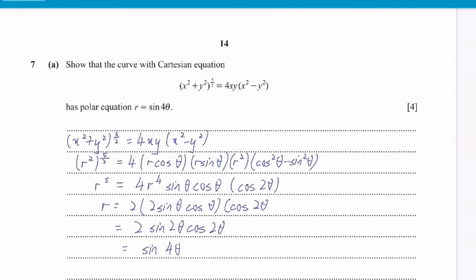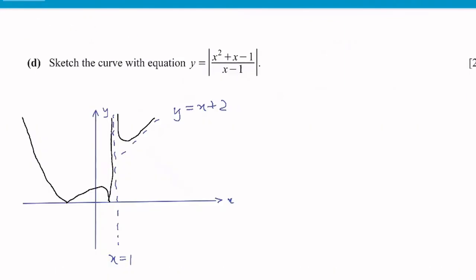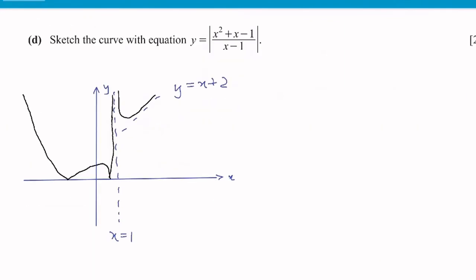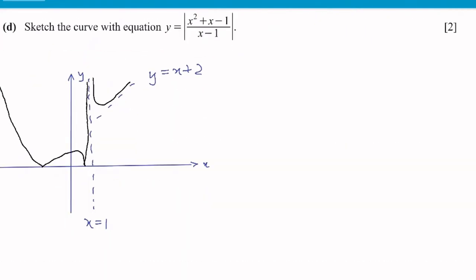So for the following, no more question from there. Oh yeah, sorry, the part D. So sketch the curve with this equation. Basically what we have got to do is just reflect whatever is at the bottom up there. Okay, so that's how we get the graph.